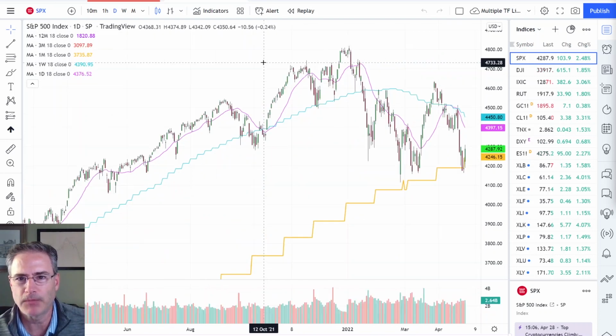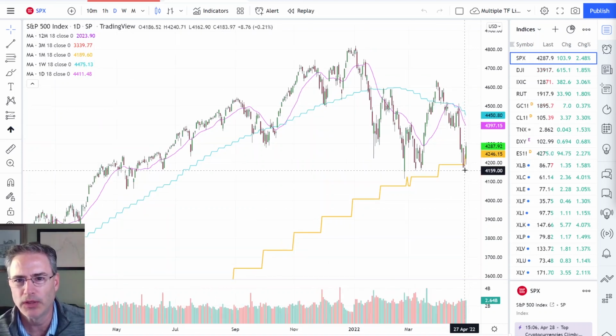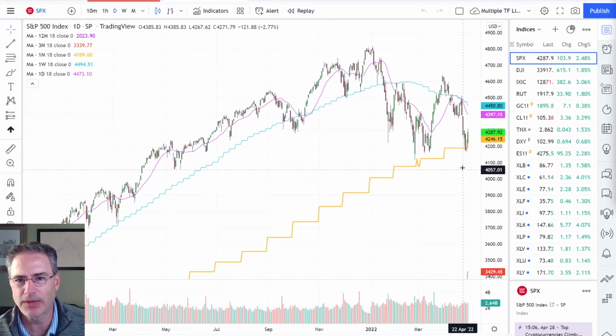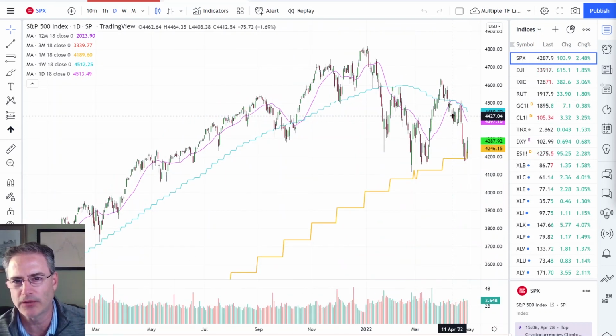So I had been talking about the fact that we failed at the 18-day and the 18-week, which were both declining last week, and we got a hard move and automatically came down and tested this 18-month line. And look at how we're getting a really good reaction off the line.